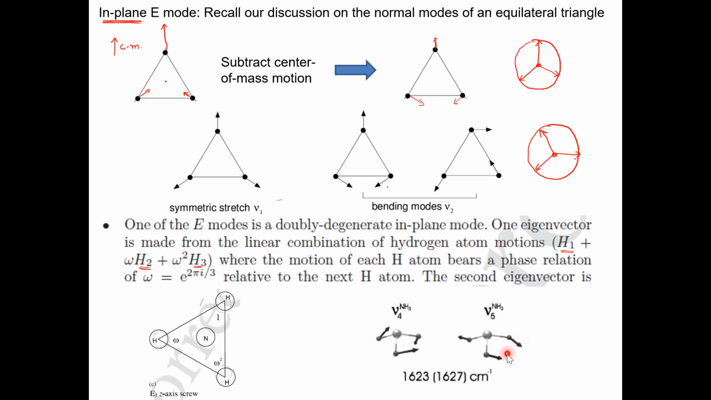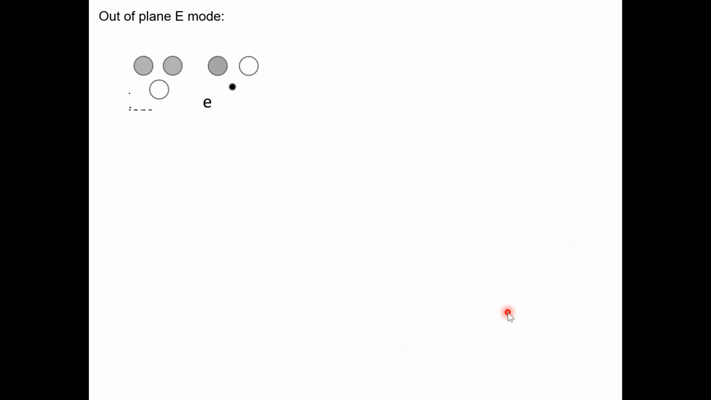It's not perfectly in plane, as you see, there are some out-of-plane components because it mixes with the out-of-plane mode that we're going to discuss now. So what about the out-of-plane mode? In this case, it's not very convenient to use this analogy with the complex plane, because the out-of-plane mode, if it's perfectly out of plane, is vibrating only in the z direction.